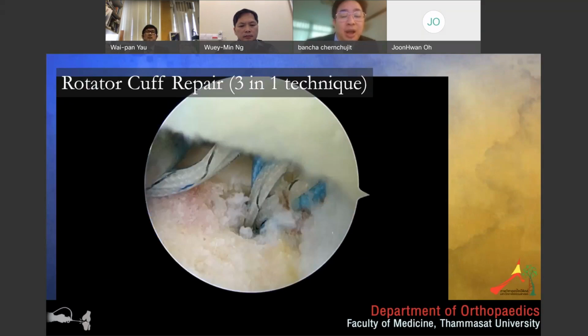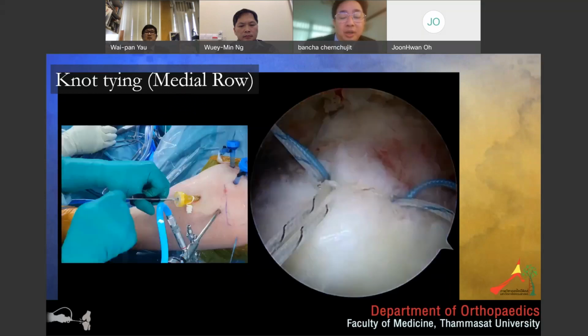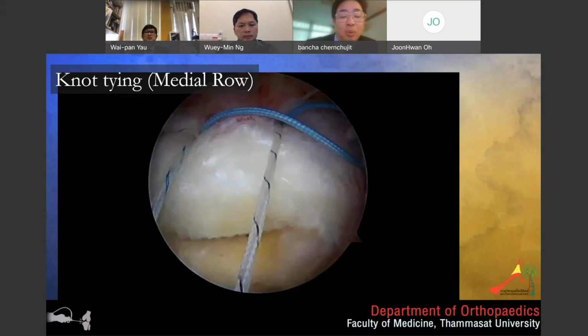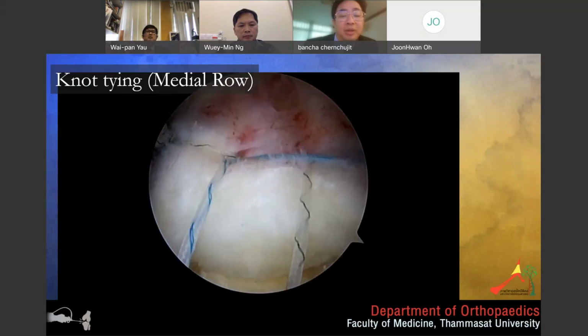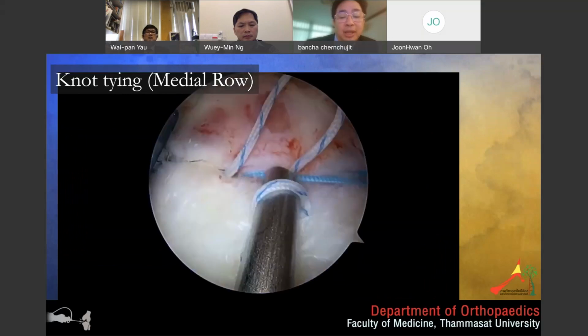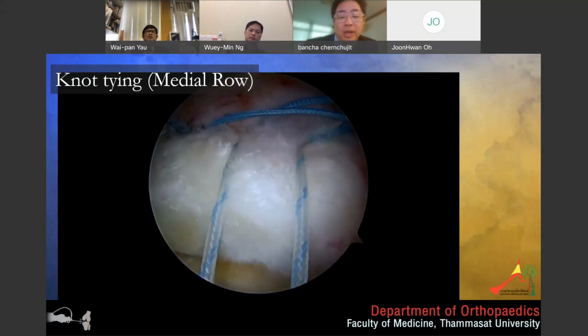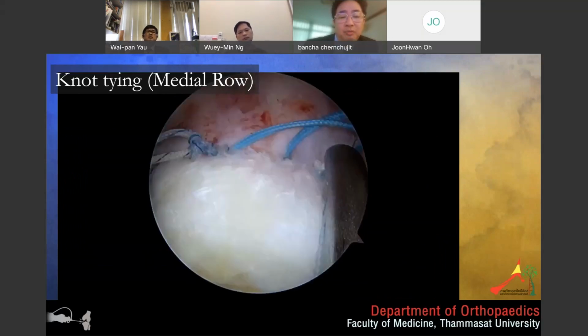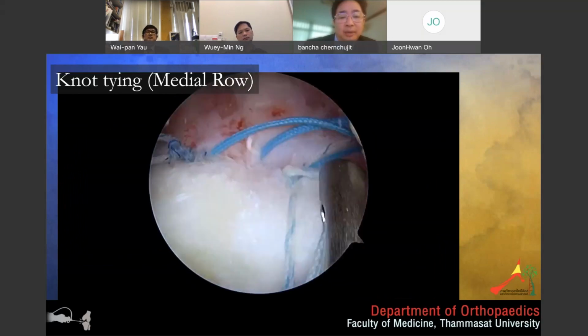Okay, so after that you tie the knot, but you just tie 1 knot in the front, 1 knot in the back, 1 knot in the middle. Okay, and then that's it. And then you can do the double row, the second row repair. So that's very simple, straightforward, right? For the cuff repair, the 3-in-1 holes technique. Okay, that is a medial row.